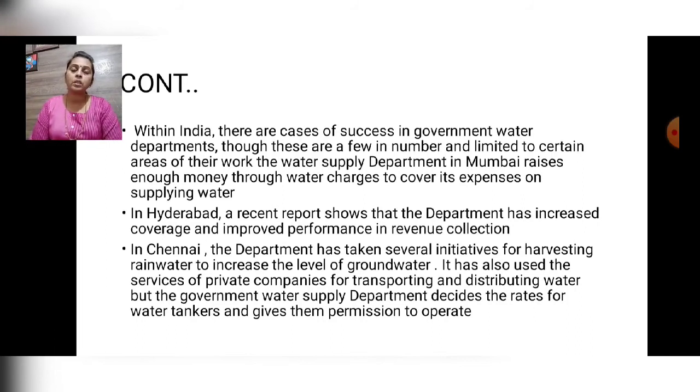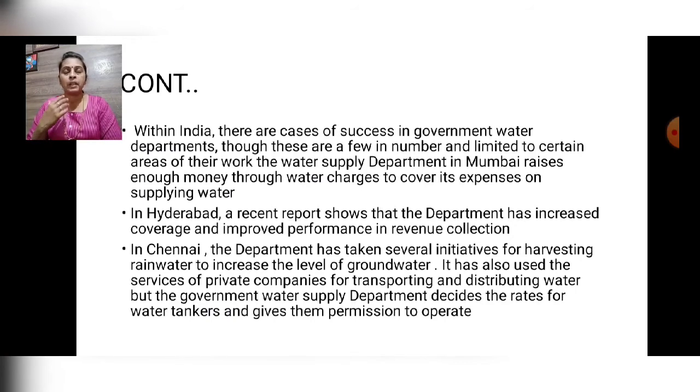Department means now the water supply department. In Chennai, the department has taken several initiatives for harvesting rainwater to increase the level of groundwater so that they can supply this water to all. It has also used the services of private companies for transporting and distributing water, but the government water supply department decides the rates for water tankers and gives them permission to operate.